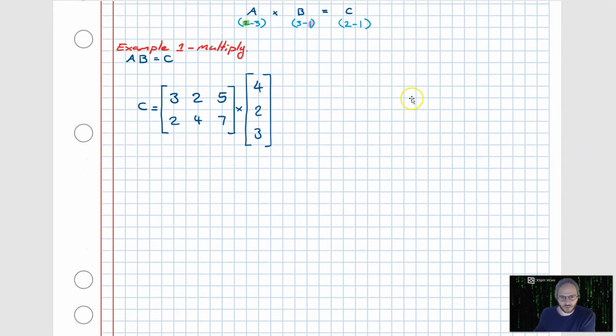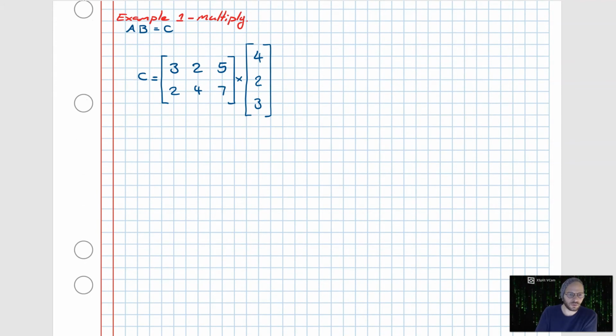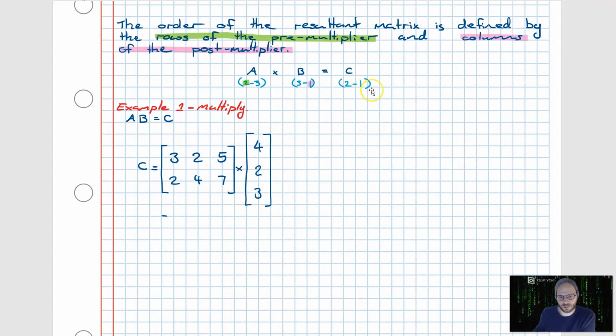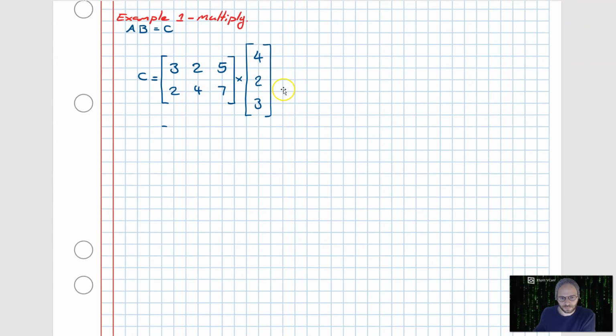Now, going in for a more tangible example, let's multiply matrices A and B together to get resultant matrix C. Now, A is defined as 3, 2, 5, 2, 4, 7, and B is defined as 4, 2, 3. Multiplying these together, we're going to get a matrix of order 2 and 1, as shown here. So that's going to be 2 rows, and then we're going to get 1 column. So we're expecting a matrix that will eventually look like this.